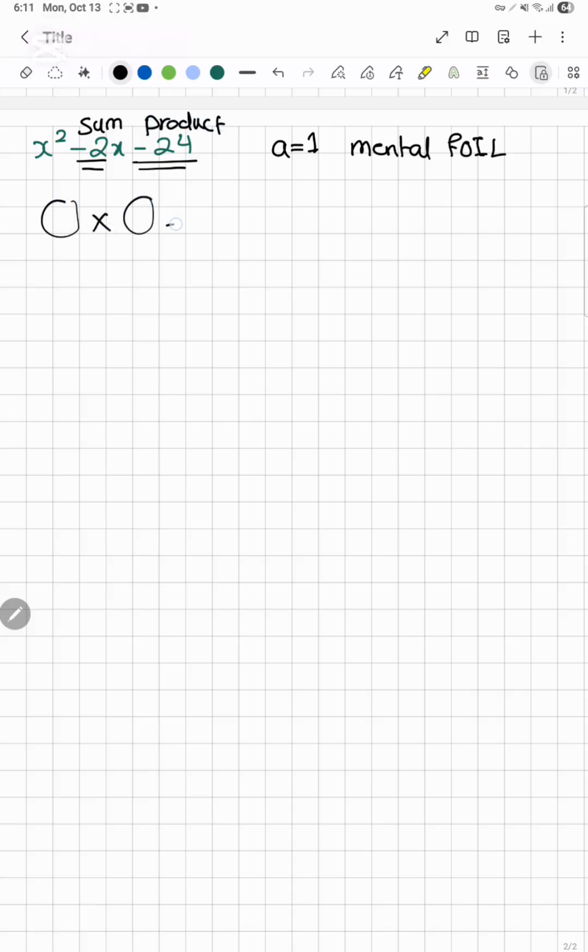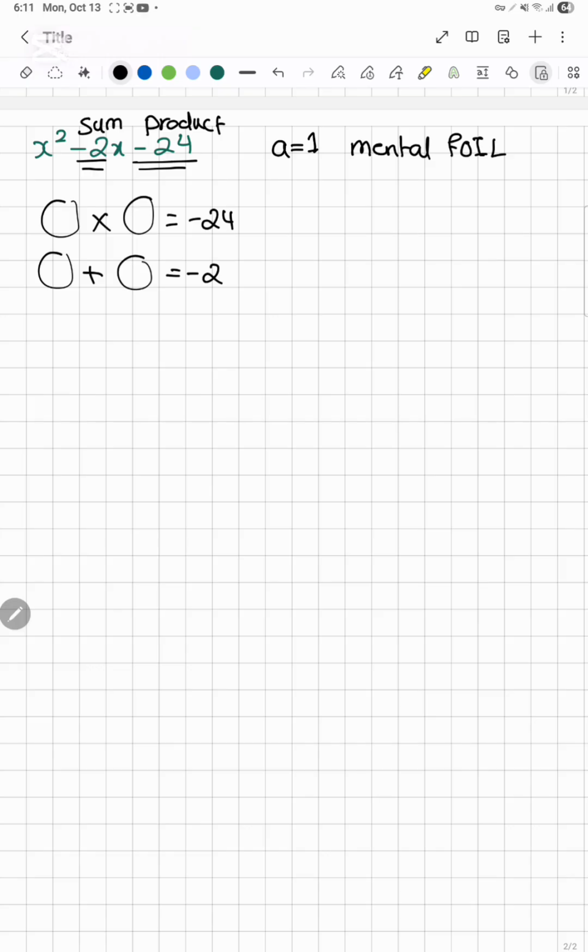So look, as an example, we're going to have x squared minus 2x minus 24. The question gives us this and it tells us to factor. So in order to factor, this is what I'm going to do. First of all, a is 1 here. So I can do mental FOIL. So this b over here represents the sum and this c over here represents the product. So what are the two numbers that if I multiply them, I'll get negative 24? And if I add the same two numbers, I'll get negative 2.